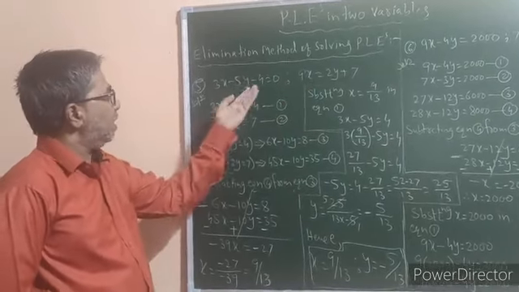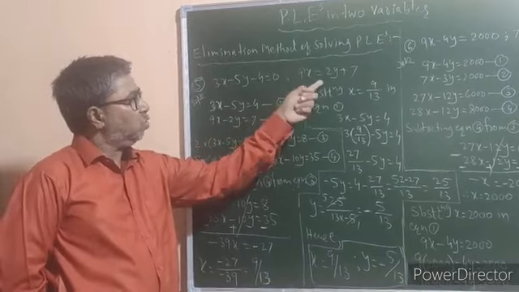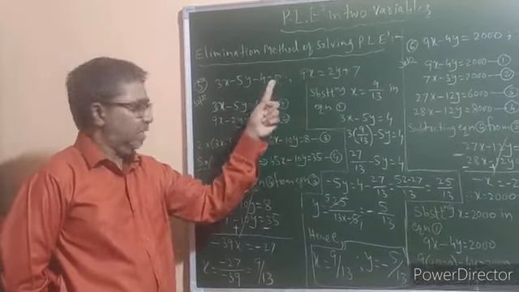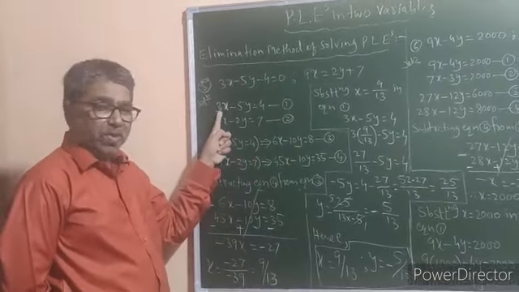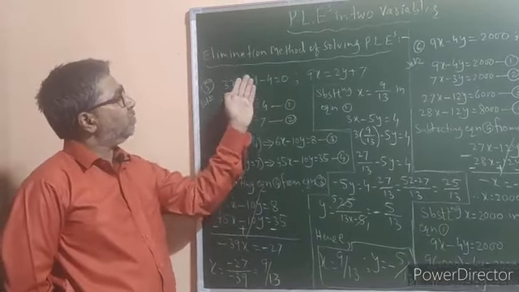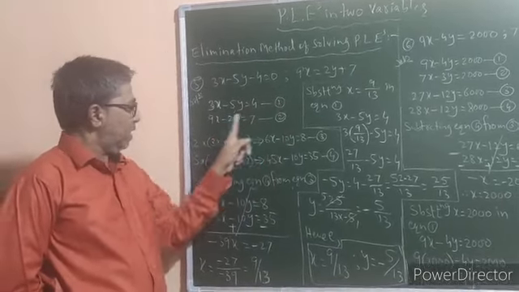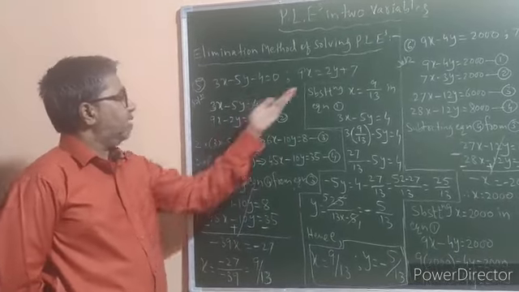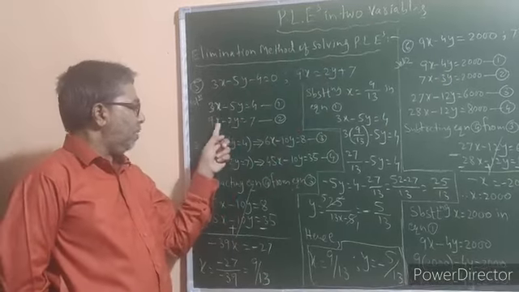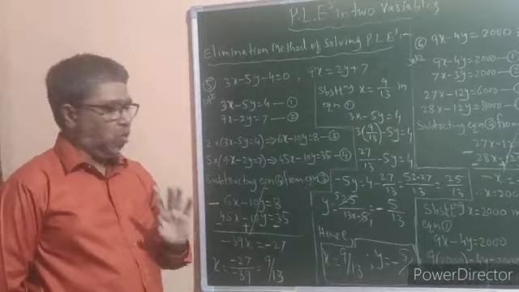Now in equation 1, take minus 4 towards the right side. In equation 2, bring 2y towards the left side. So the equations will be 3x minus 5y is equal to, you shift minus 4 towards right, you will get plus 4. Call this equation number 1. Now 9x, bring 2y towards left, minus 2y is equal to 7, equation number 2.